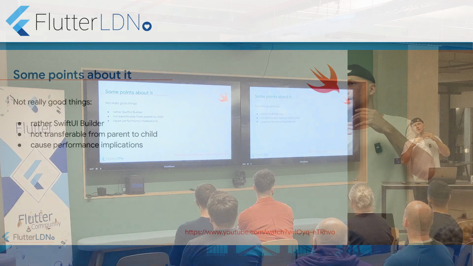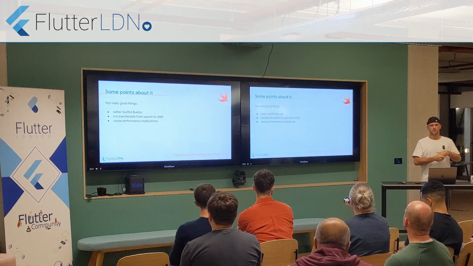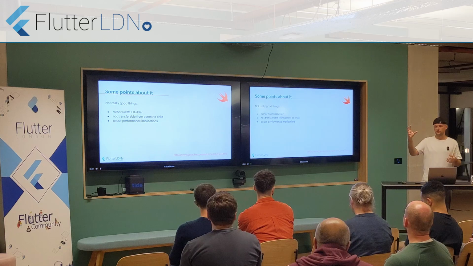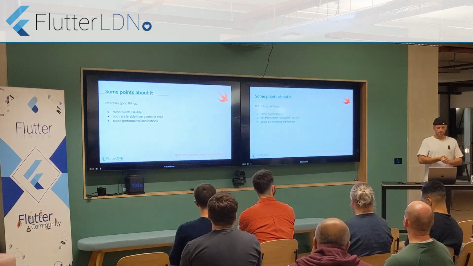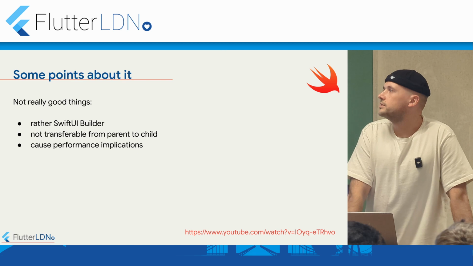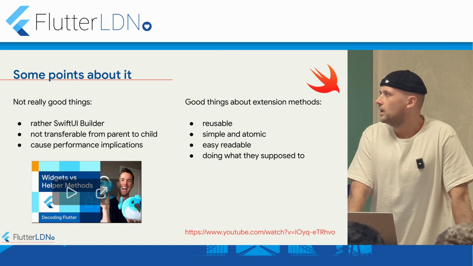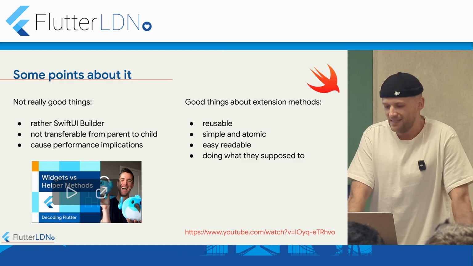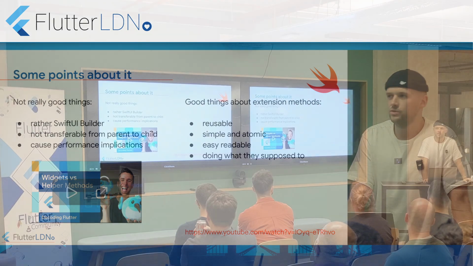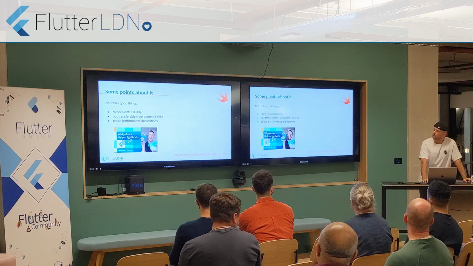Also, as opposed to a modifier, it's not transferable from parent to child, because in Compose we can take this modifier and just put it into the child composable and adjust it because it's an object. And also it can cause performance implications. Of course, in my examples I was not able to catch any, as you've seen. But this guide says that helper methods are not that cool, and actually extracting widget creation outside of the builder is not a good practice.